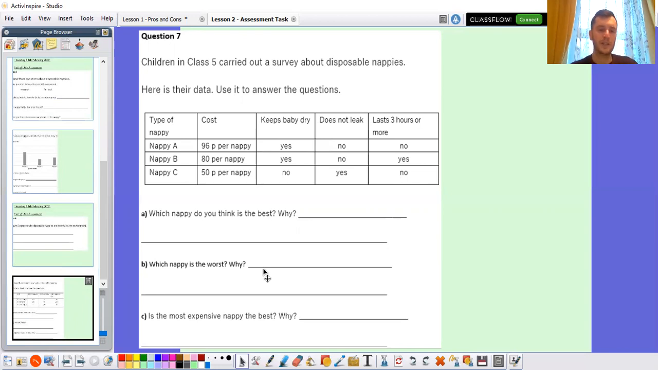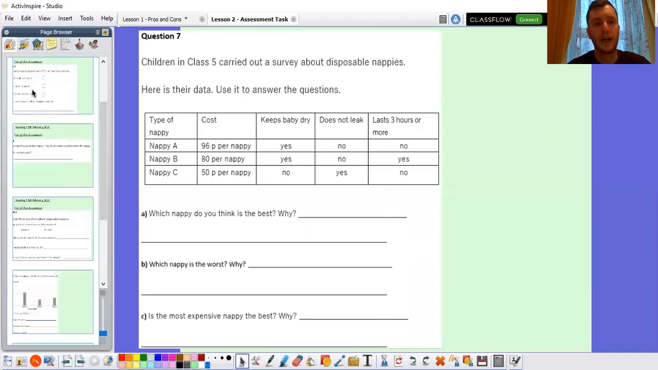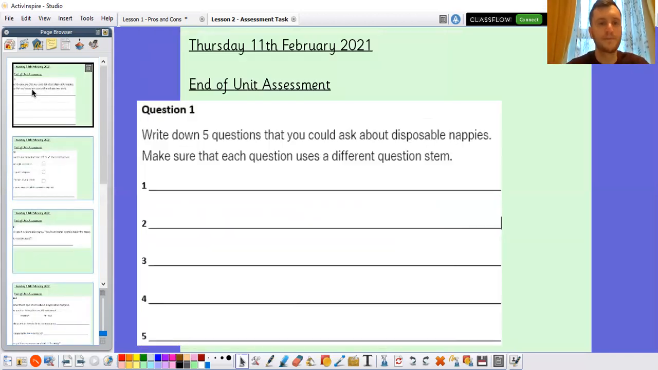And question C, is the most expensive nappy the best and why? Again, it's not necessarily a right or wrong answer for this one either. As long as you say the most expensive nappy is the best because, or the most expensive nappy isn't the best because. As long as you explain it, again, that is fine. We're going to go through the answers in just a moment. If you need some more time, please pause the video here and then we'll look at those questions.